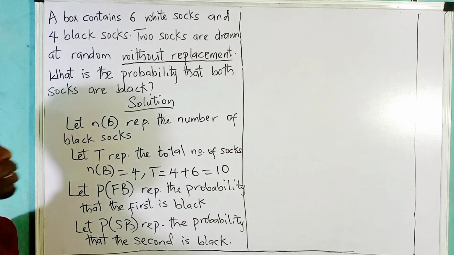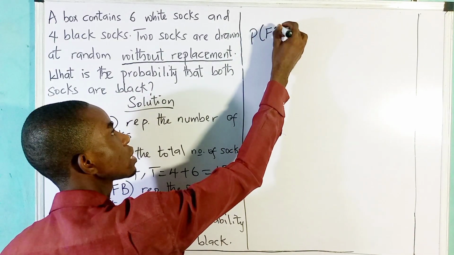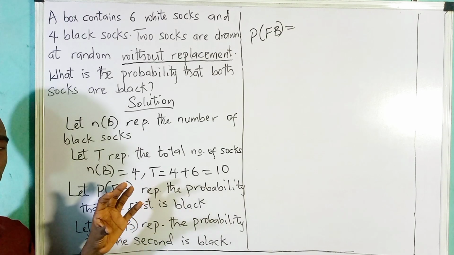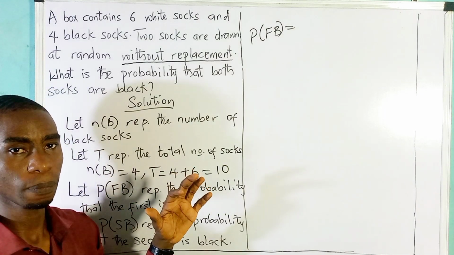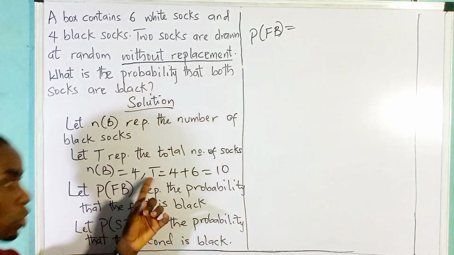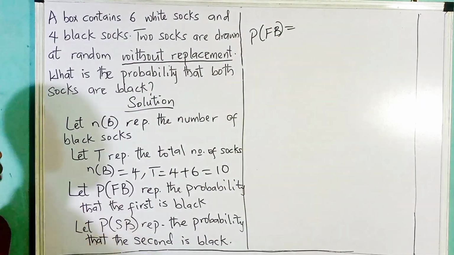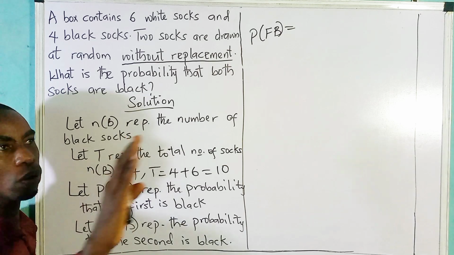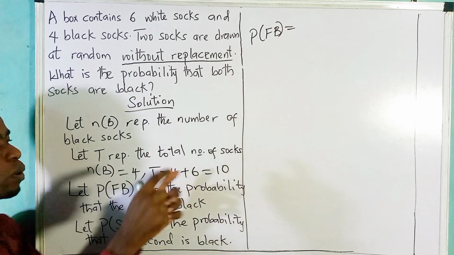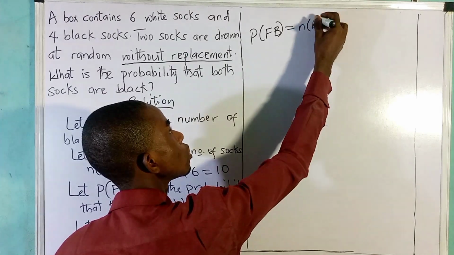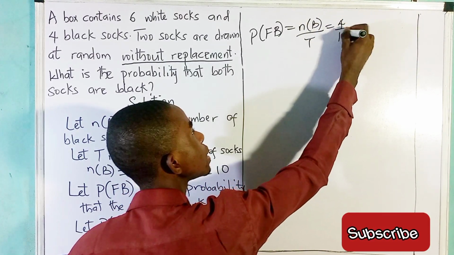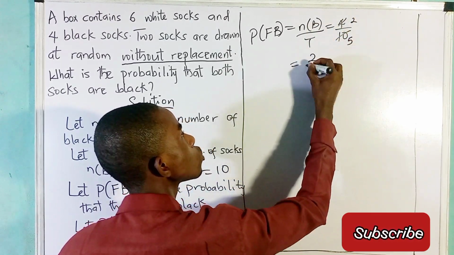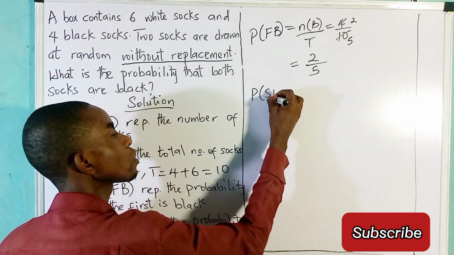Okay, so PFB is the probability that the first one you picked is black. You remember, probability is the number of observations over the total number of everything you are looking at, total T. So the probability that the first one is black will be NB over T, since there's no replacement for the first one you picked. That's 4 over 10, and if you divide this by 2, it becomes 2 over 5.